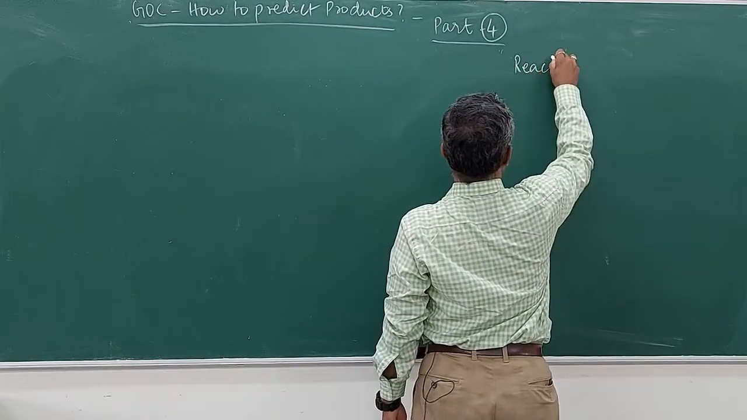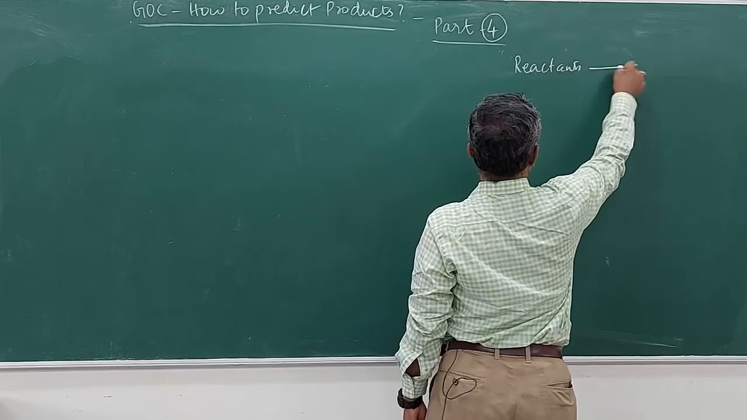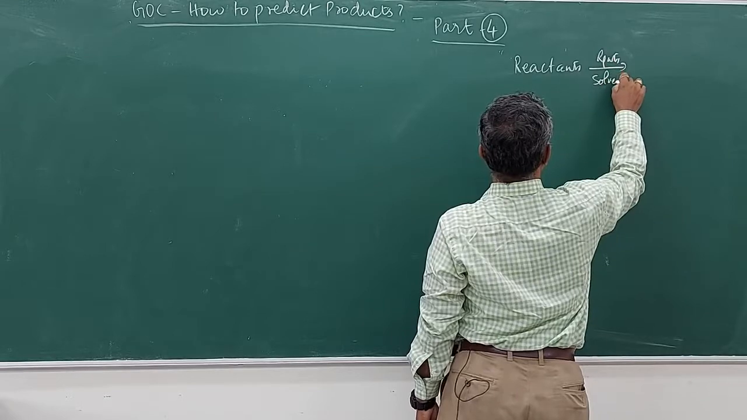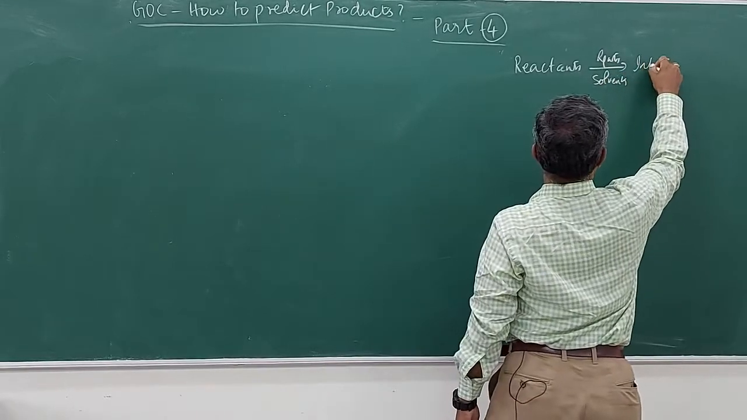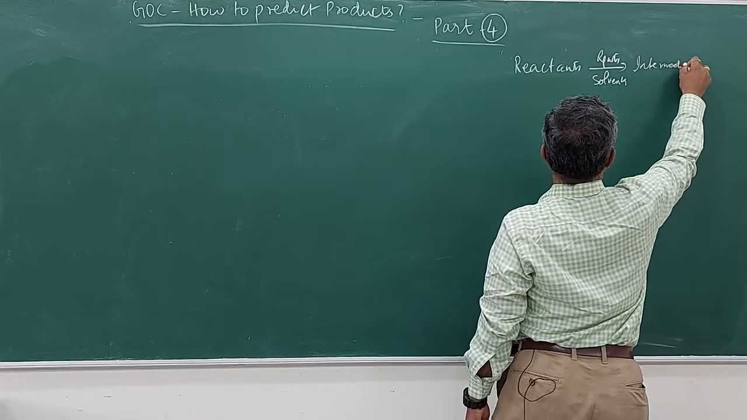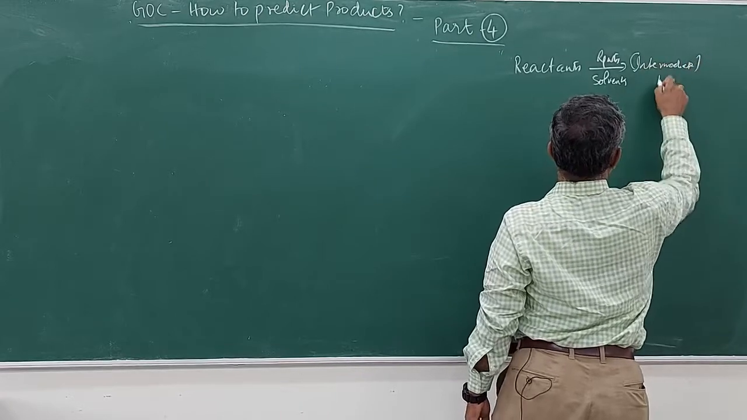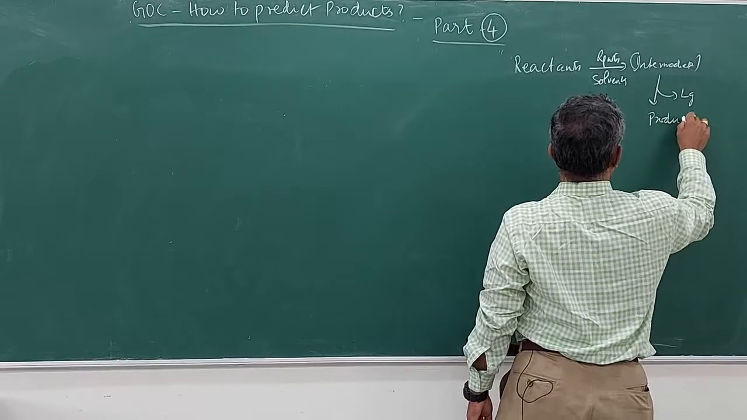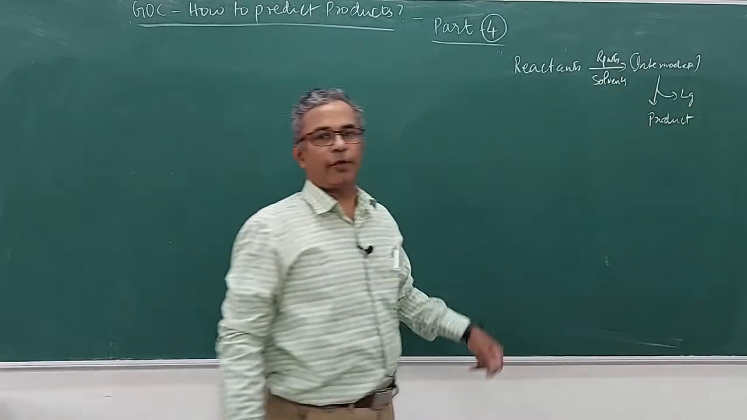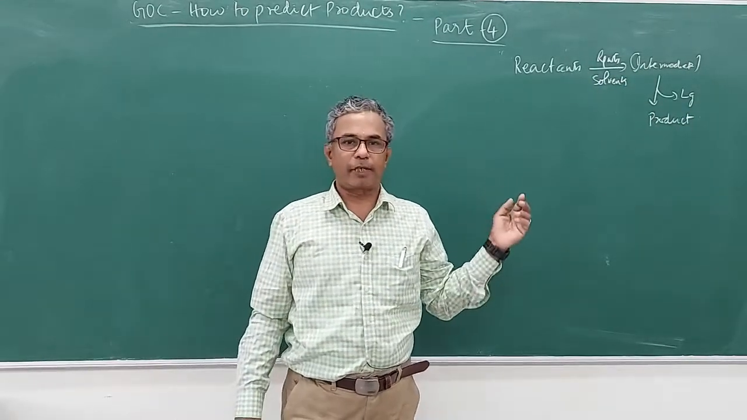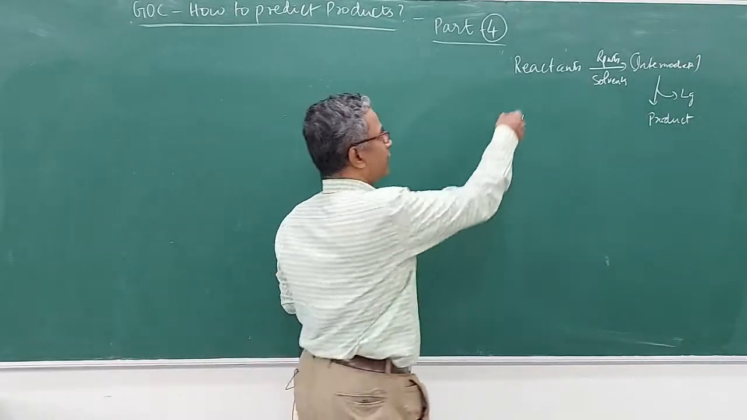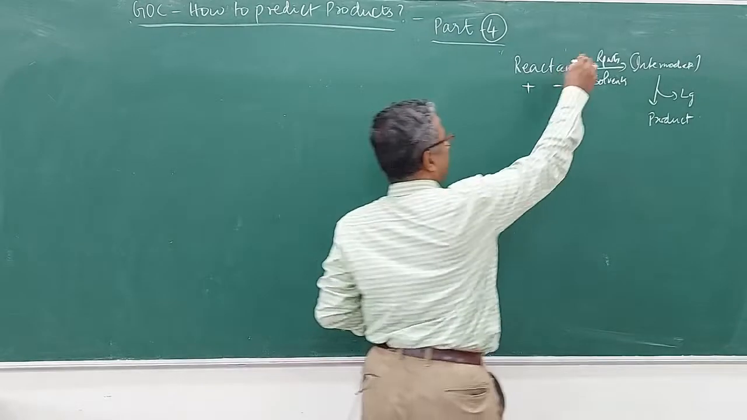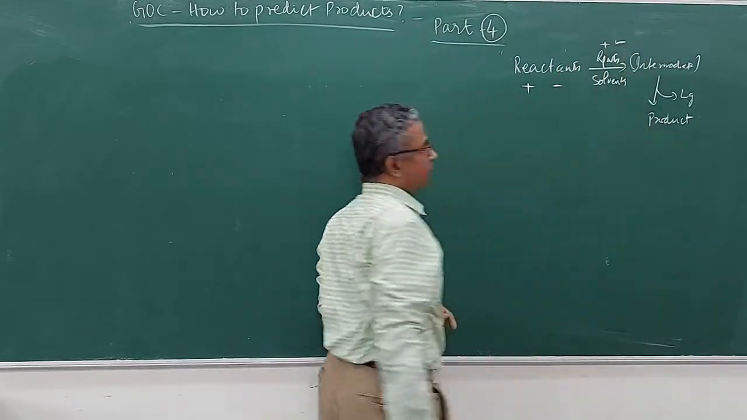The organic schema is: you have reactants, then reagents, then solvents, then the intermediate has to be stabilized by one of the 7 effects, then the leaving group will go out, and finally you will get the product. This is the organic schema you have to follow for predicting the product of any reaction. The first step is to generate plus and minus in the reactants and plus and minus in the reagents, and then we will try to predict the product.